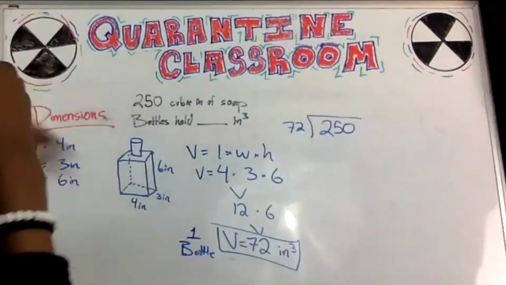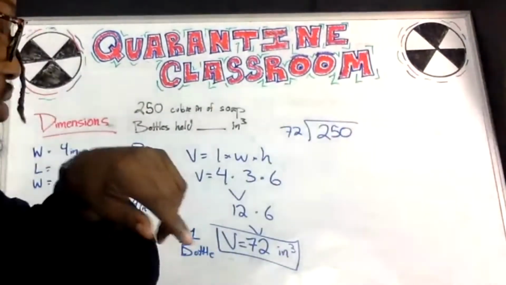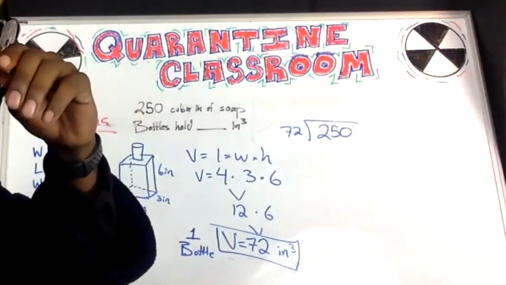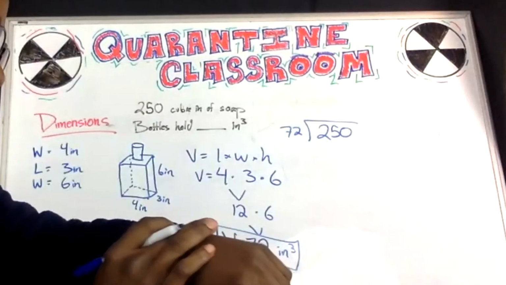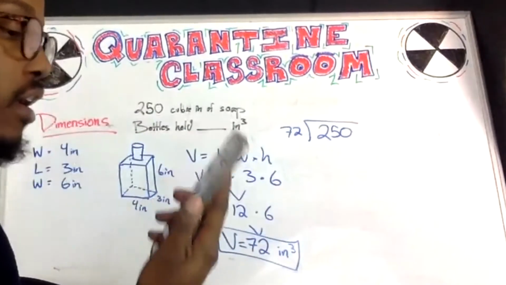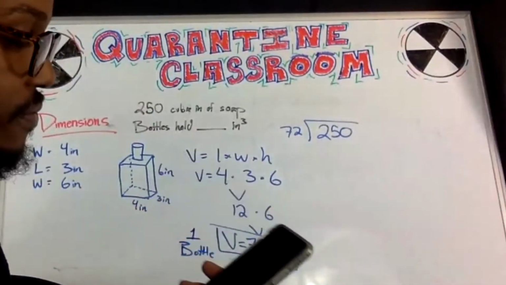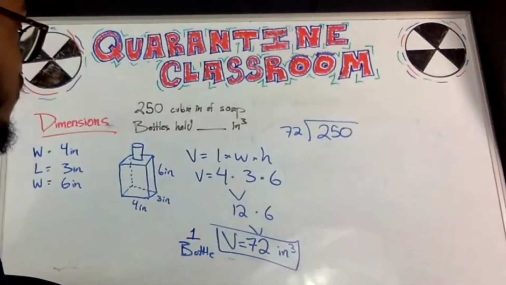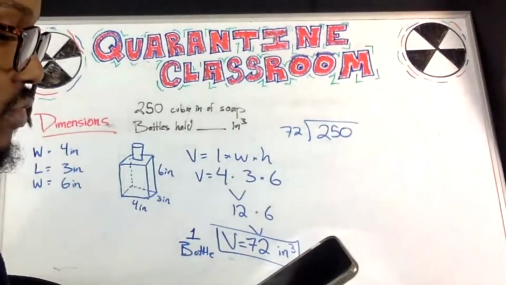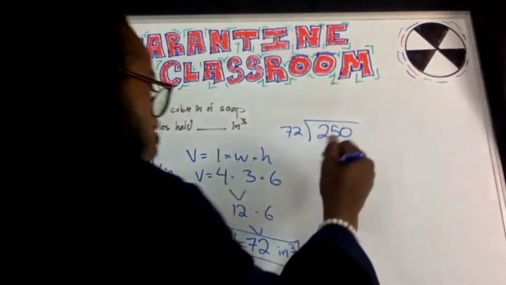You can do the long division for this, or you can just say, hey Siri, what's 250 divided by 72? 250 divided by 72 is about 3.4722.